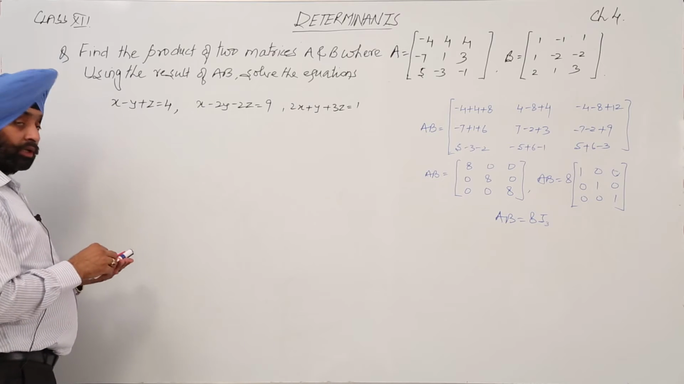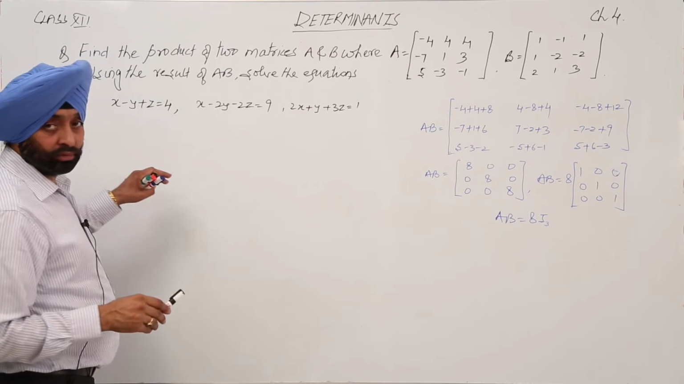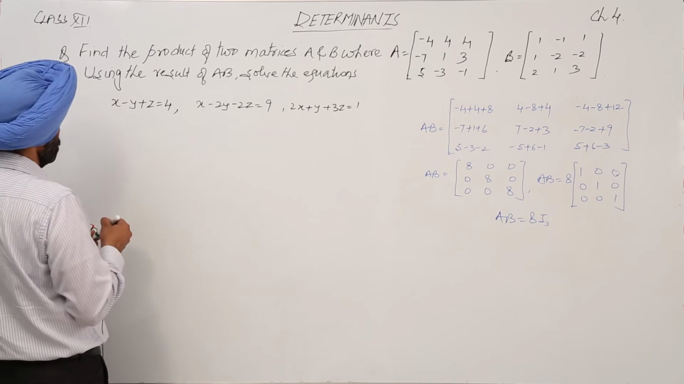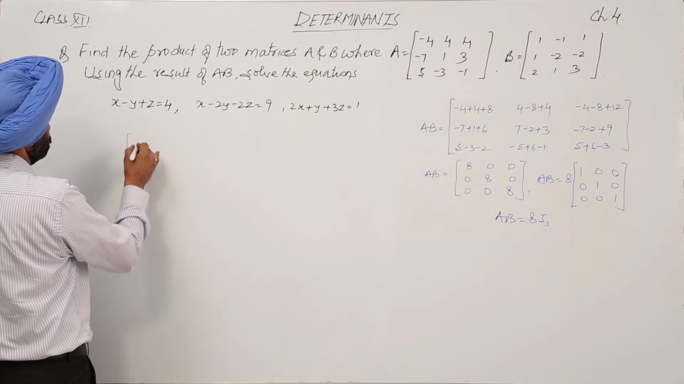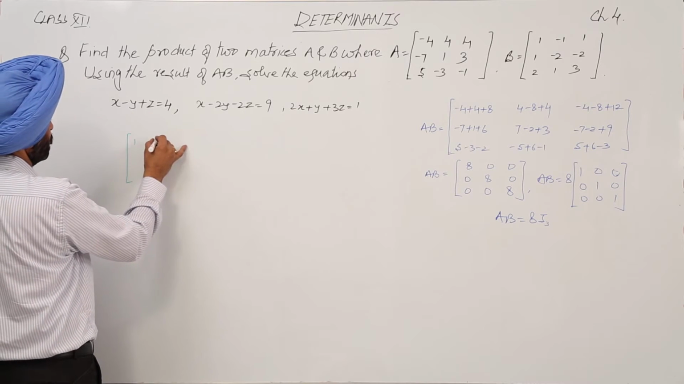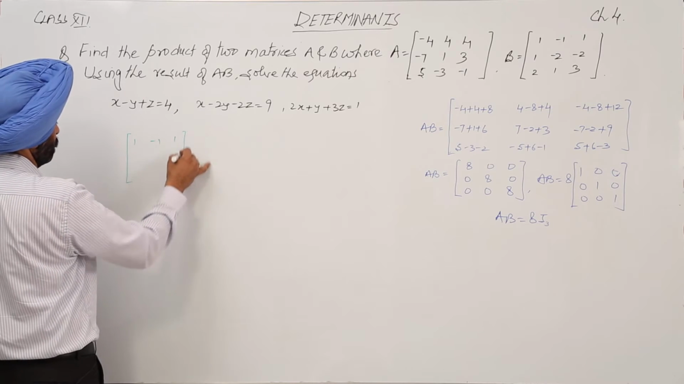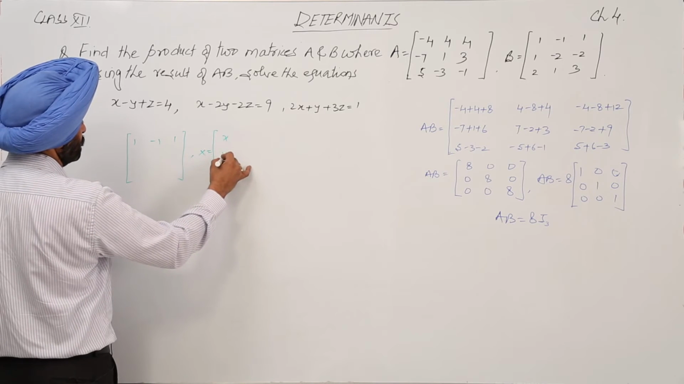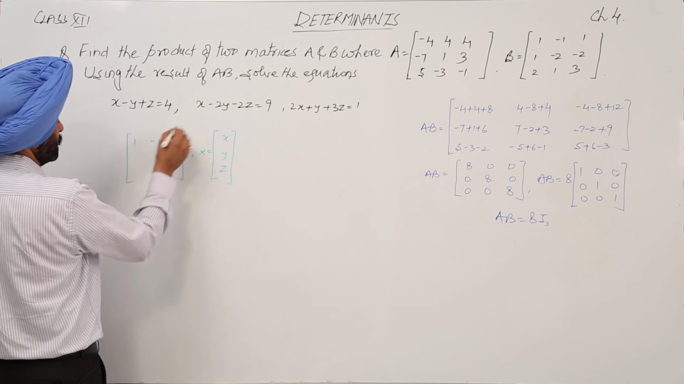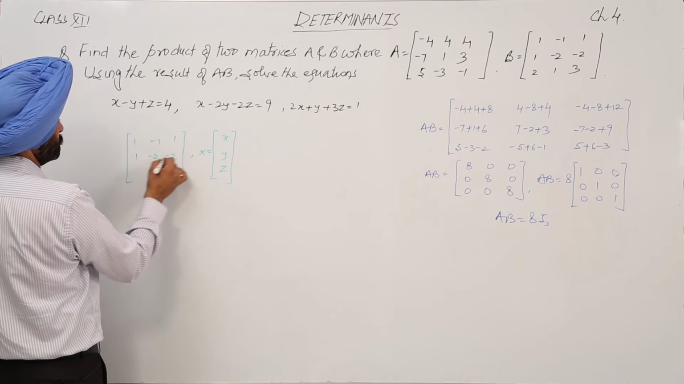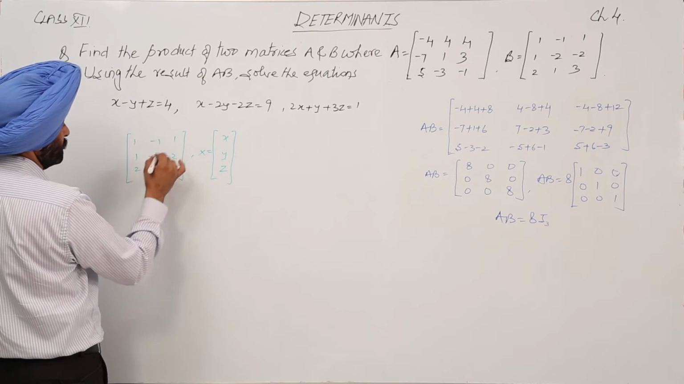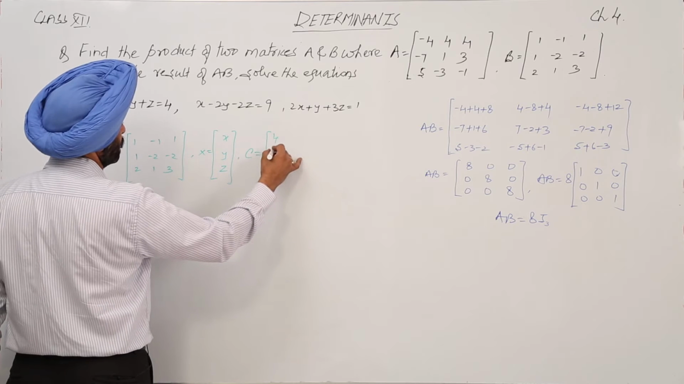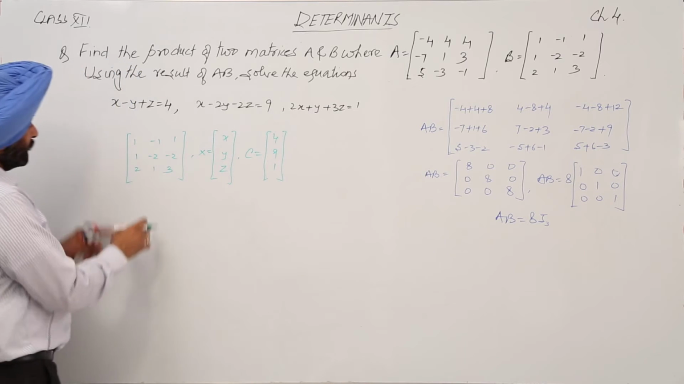Now let's write the equations in the matrix form. First, coefficients of the equations. Okay. So now we are having 1 minus 1 1. Then x is equal to, we are having x y z. Okay. Second is 1 minus 2 and 2 1 and 3, and here C is equal to 4 9 and 1.